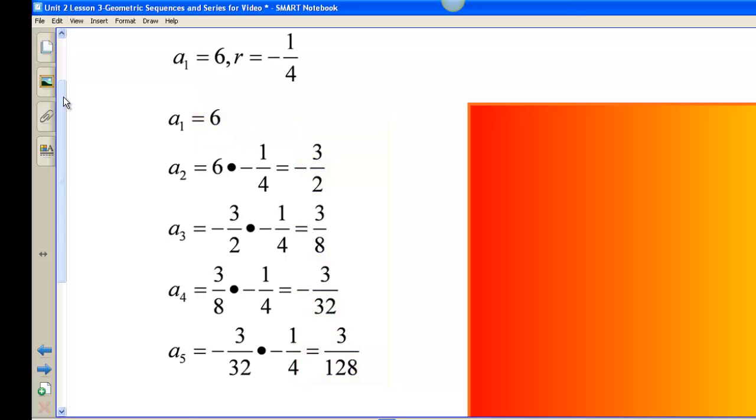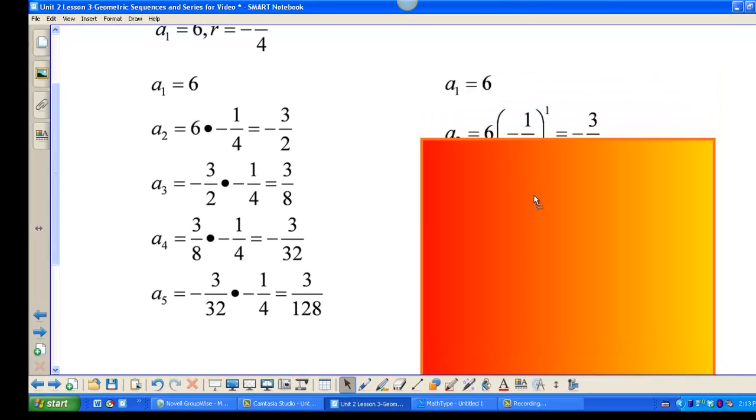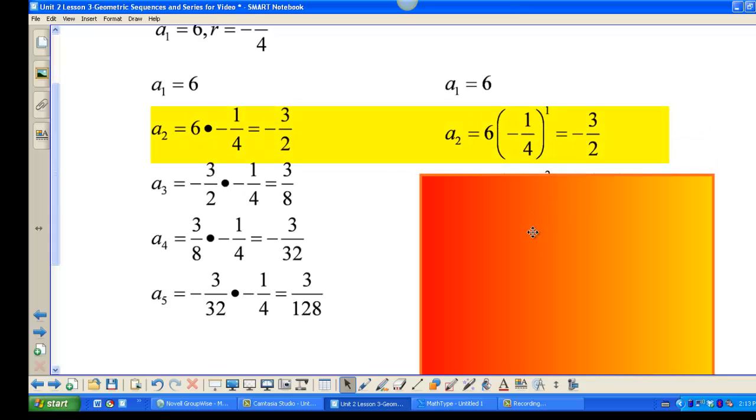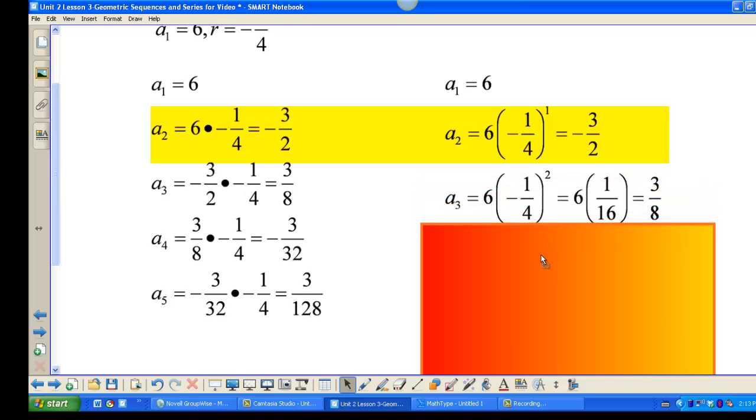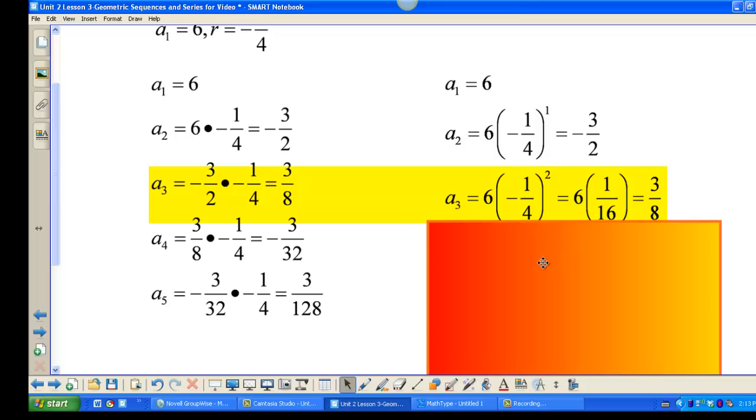Now I want to show you how we can define a geometric sequence using a sub n. Think about these exact same answers, they don't change, in the following way. I still start off with my first term as 6 because that was given. I can think of the second term as taking 6 times -1/4 to the first power to get -3/2. Notice that before, recursively, I took -3/2 times another -1/4. But if I think of this in terms of the first term, we're taking 6 times -1/4 times -1/4 again, which is squared, which yields 3/8.